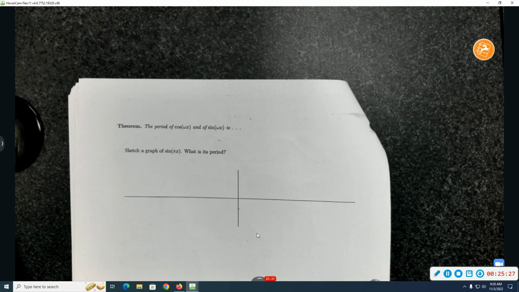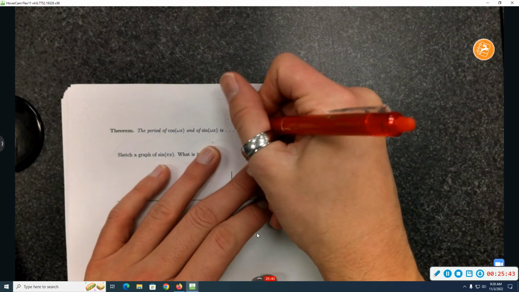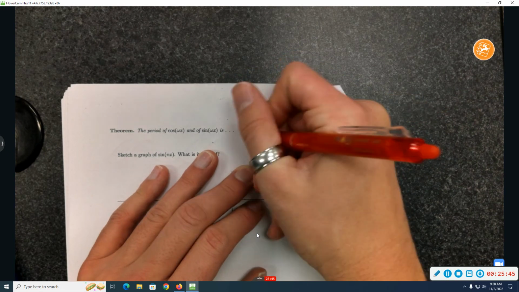So previously the period was 2 pi. What do you think the period will be after you do that compression? 2 pi divided by w. It's supposed to be the Greek symbol omega, but it looks a lot like a w. That's forgivable. 2 pi divided by omega.